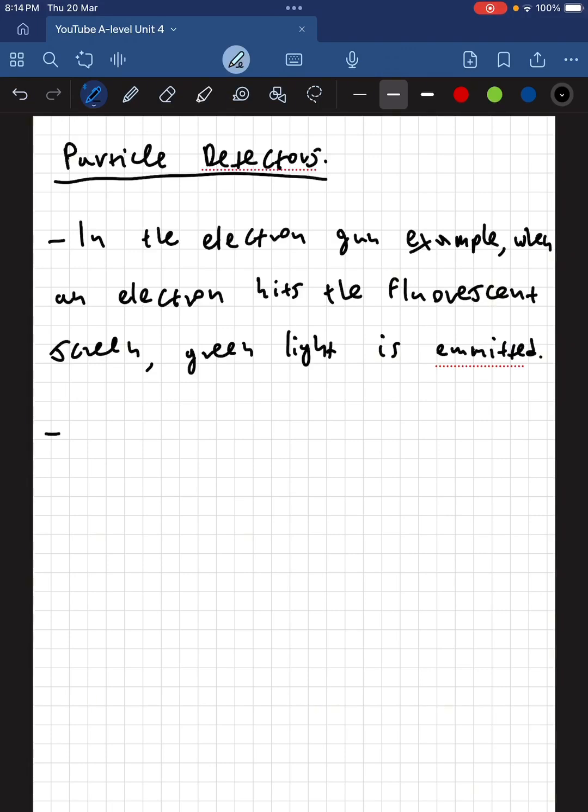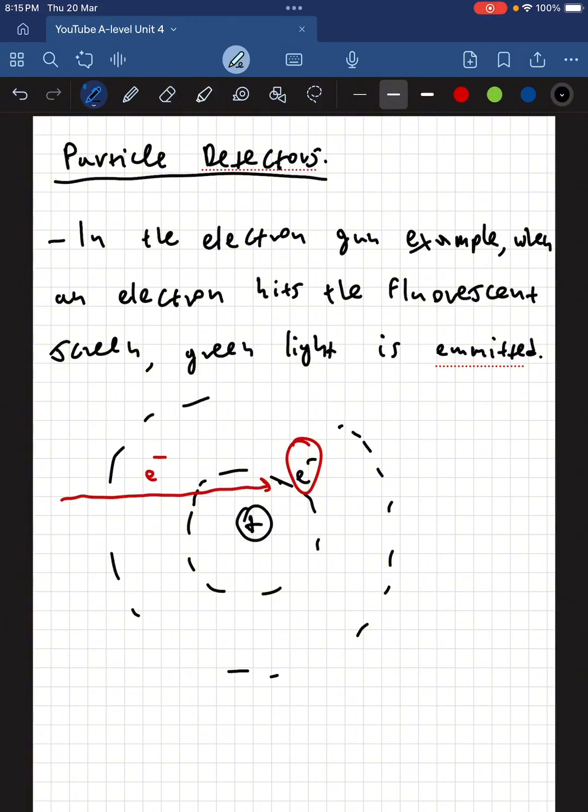Let me draw this and then I'm going to erase it. Imagine you have a nucleus and an electron, say. This is a very simple atom, hydrogen. Then you have another electron coming in and hitting this electron. What's going to happen to this electron? It's going to get promoted to a higher excited state, the next excited state, and then it will immediately go back by emitting a photon.